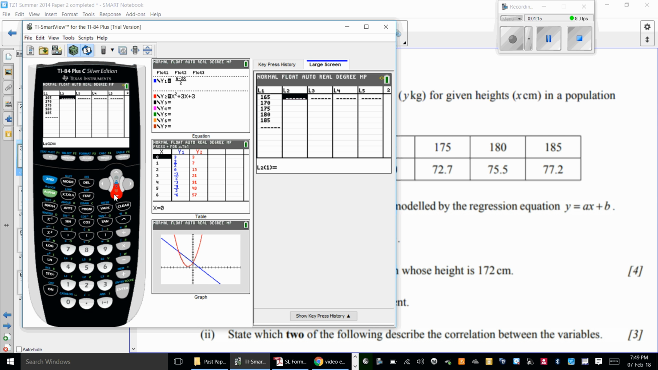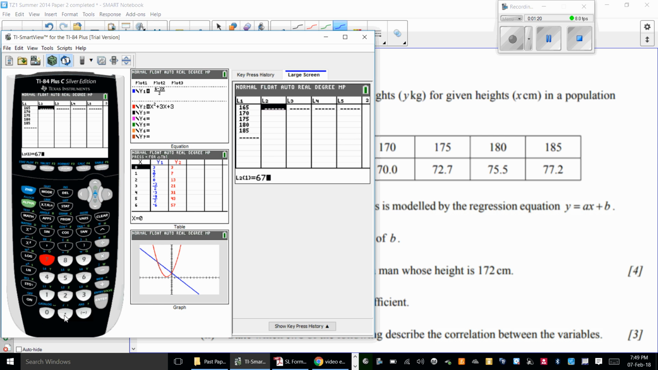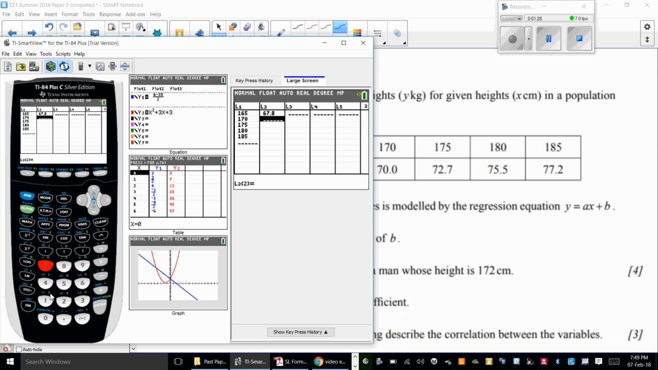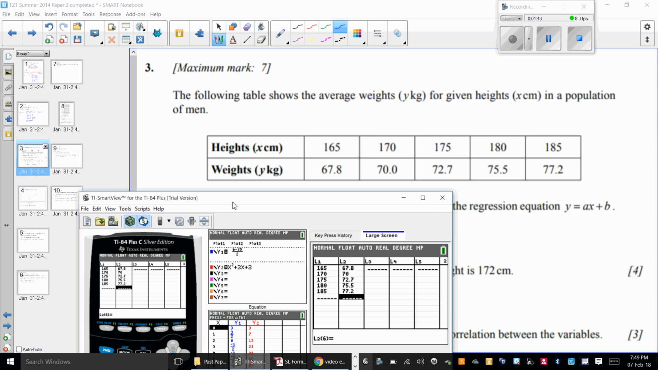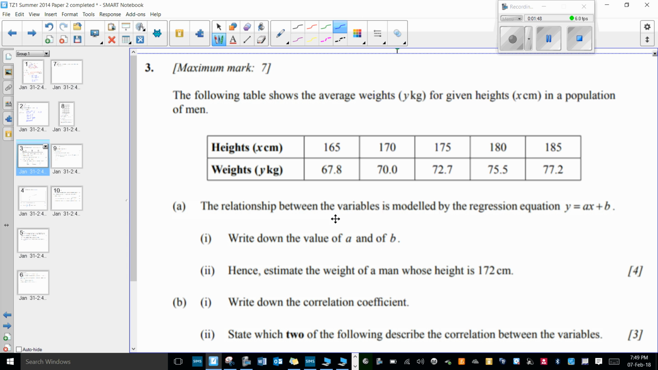Okay, so we've got 67.8, 70, 72, 75.5, and 77.2. Alright, so my data is in. Now they've said, the relationship is modeled by the regression equation. Write down the values of A and B. So our data is in there.